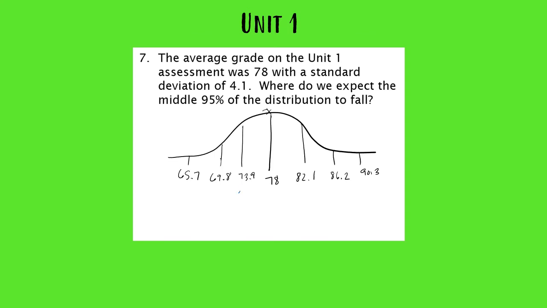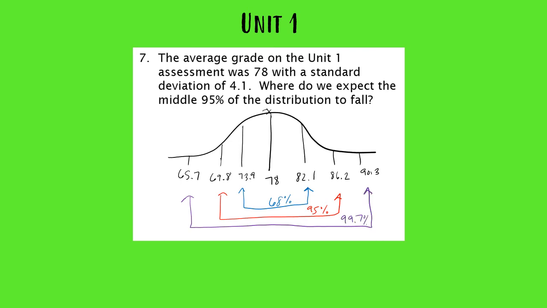The empirical rule says 1 standard deviation out in both directions includes 68% of our data. 2 standard deviations out in both directions is 95% of our data. And 3 standard deviations out from the mean in both directions is 99.7%. And we know that you need 100% underneath the curve completely, so that extra 0.3% is outside in those tiny little tails. So this question asks, where do you expect the middle 95% to fall?